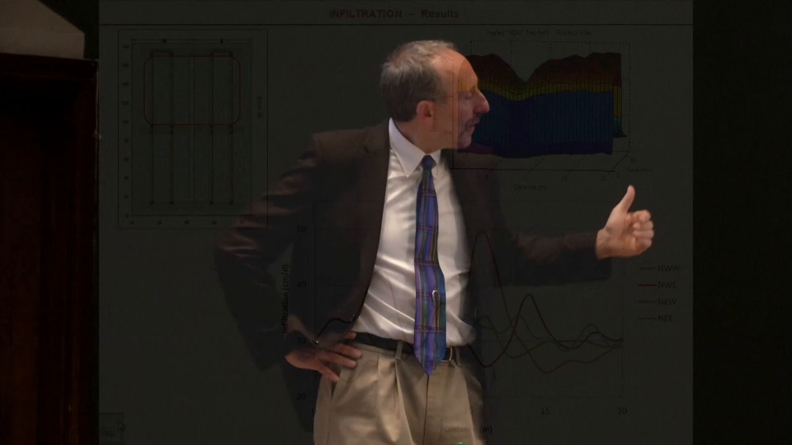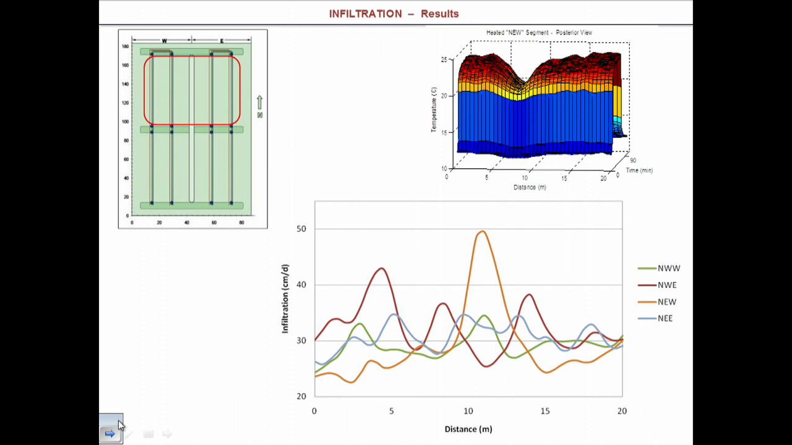So we're looking at that change in temperature after a long pulse. And what do you get? You get this picture of infiltration with distance along the fiber. And you can see that at 10 meters distance along one of these sections, there was a fairly significant increase in recharge. But the axis on the vertical only goes from 20 to 50.